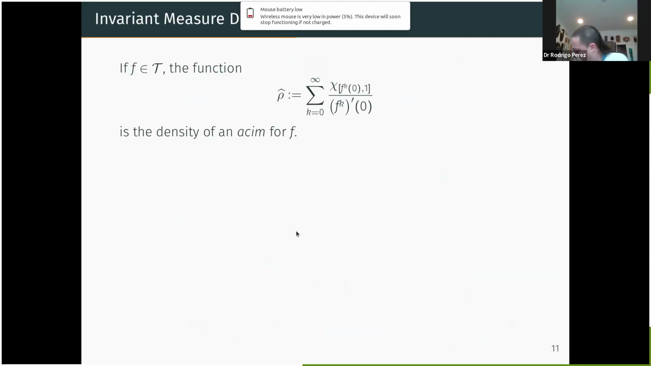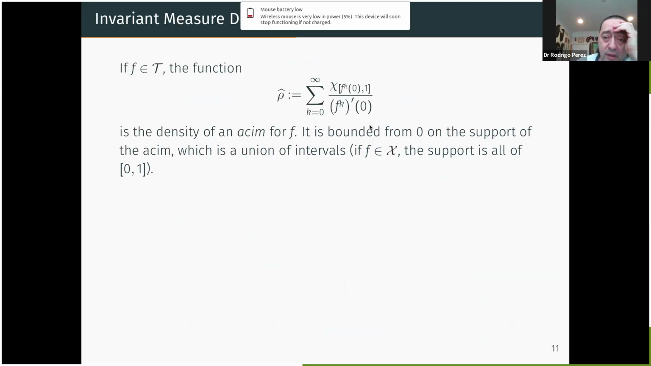So, if my map is mixing, then this function gives me a density for an absolutely continuous invariant measure, bounded from below on the support, and the support is just a union of intervals.